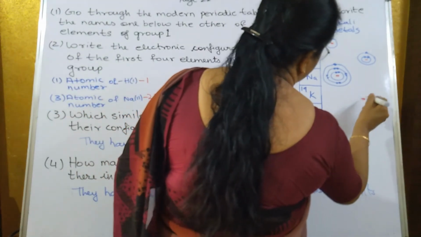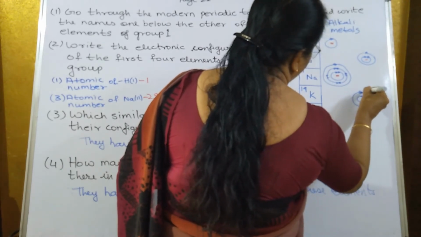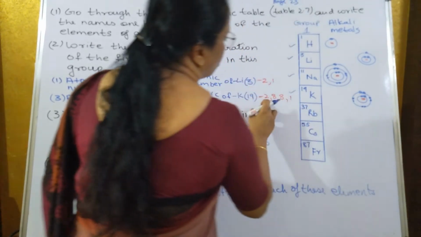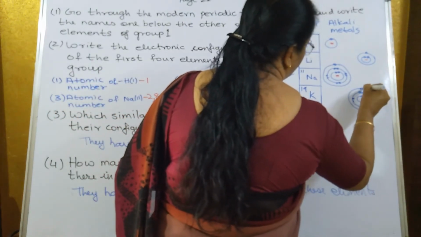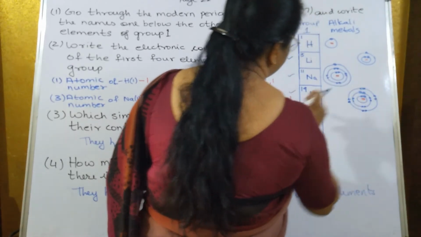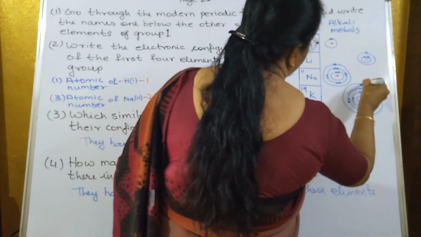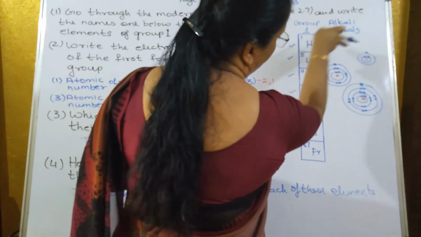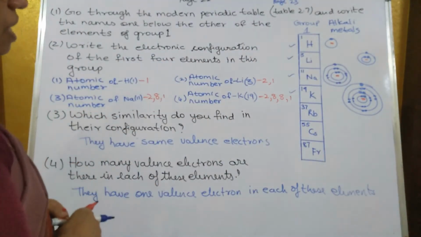In the first shell 2 electrons. In the next shell 8 electrons. So 2, 8. The next shell also 8 electrons are there. Eight electrons and one more is there, that is 1. So 1 electron is there in the last shell. So valence electron in each of these: this is also valence electron 1, this is also 1, this is also 1. So they have 1 valence electron in each of these elements.